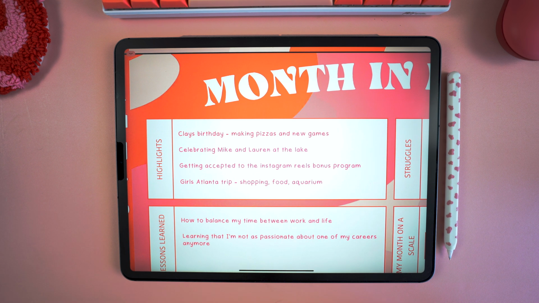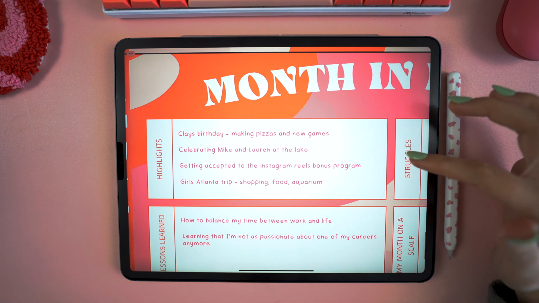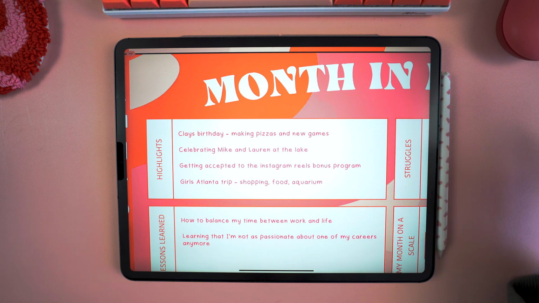This month was Clay's birthday as well as my sister-in-law's, which was super exciting. For Clay's birthday, we got to make homemade pizzas and found some new board games that we really like. We also were able to celebrate my brother and my sister-in-law Lauren at the lake for their bachelor/bachelorette party. Also for Lauren's birthday, so kind of a double duty. We got to see them a lot this month, which is awesome because they live about 2 hours from us, so we don't see them every week.